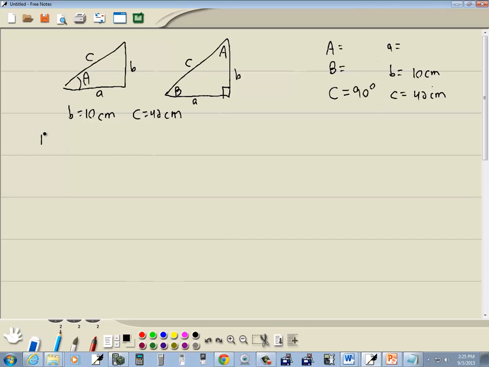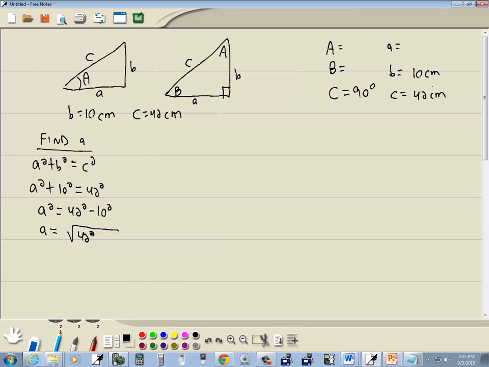Now, first thing we can find is side a. This is by using the Pythagorean theorem, because we got a squared plus b squared is equal to c squared, where c is your hypotenuse. So we got a squared plus b, which we just said was 10, so 10 squared is equal to c, which is 42 squared. Now I want to solve for a, so I'm going to take the 10 squared over, so we got 42 squared minus 10 squared. Drop the squared, put a square root around the other side. Now at this point, a is still an exact value, but we're going to plug it in the calculator.